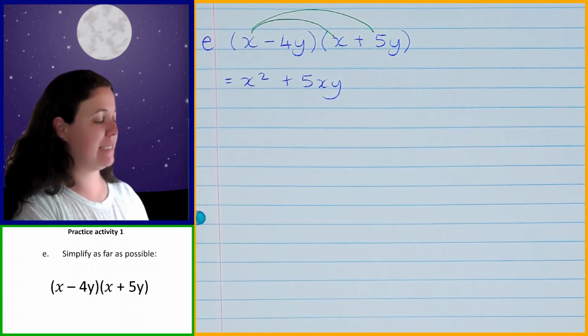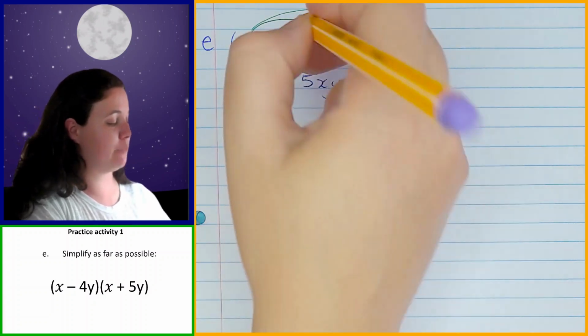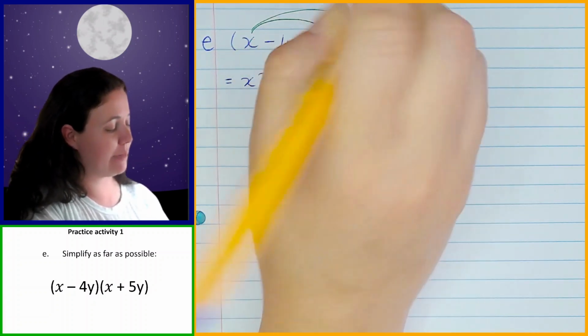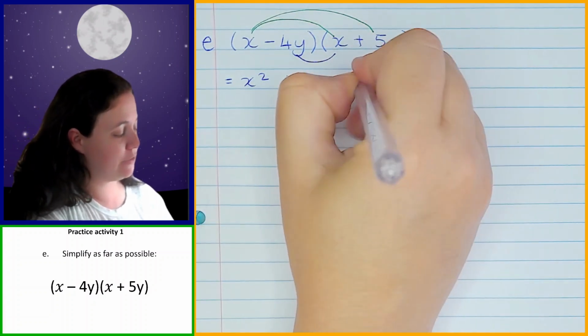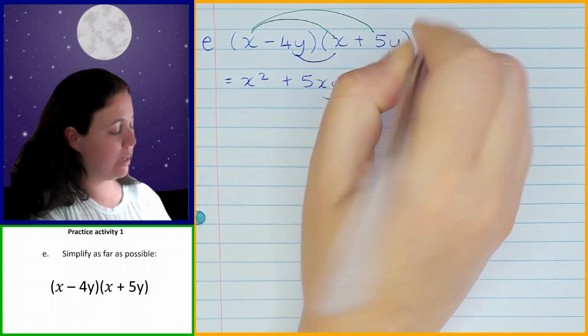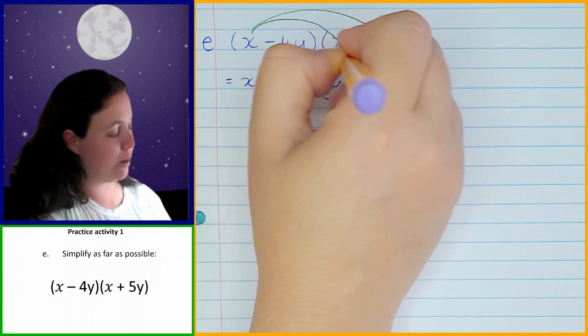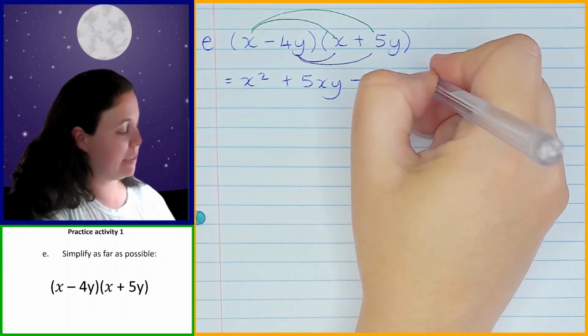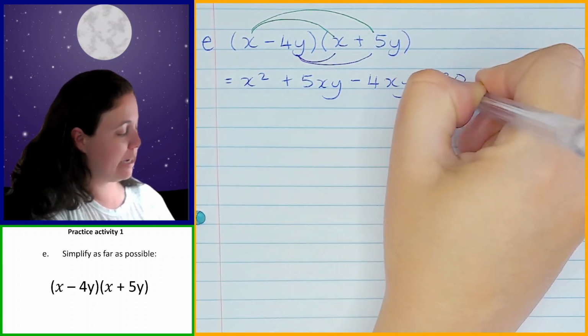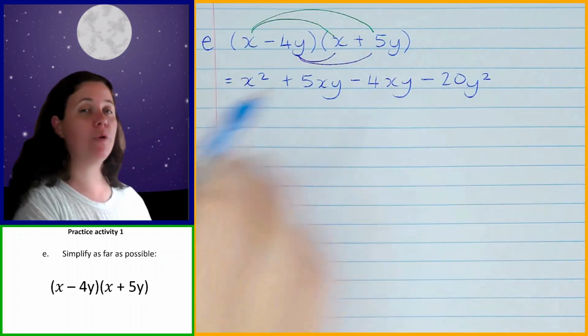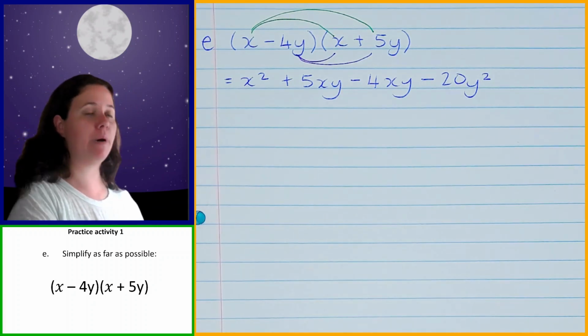Then I'm going to multiply the second term by each term in the second set of brackets. So it's negative 4y times x, that's negative 4xy. And then negative 4y times 5y gives me negative 20y squared. Okay, so that's what you should have got when you multiplied out. Now we're going to go and combine our like terms.